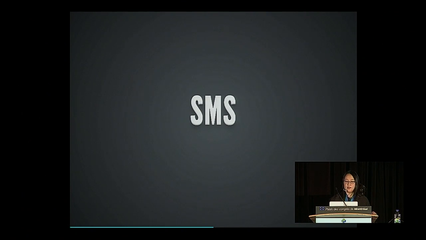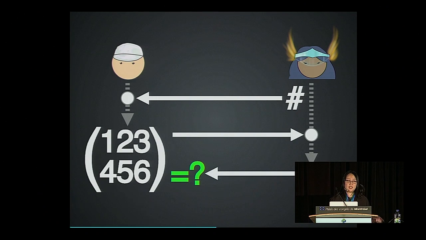For the SMS factor, Bob uses Twilio to send SMSs. And the way SMS tokens work is that Alice gives Bob her phone number, Bob generates some random token, texts it to Alice at that number, and the token that Alice gives back to Bob has to match what Bob texted her.